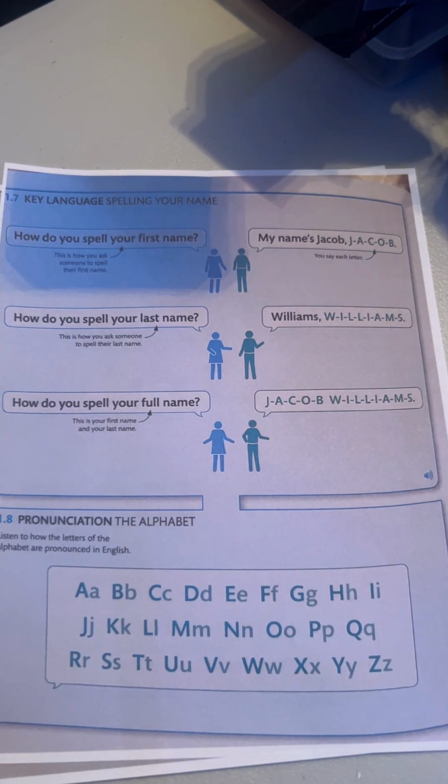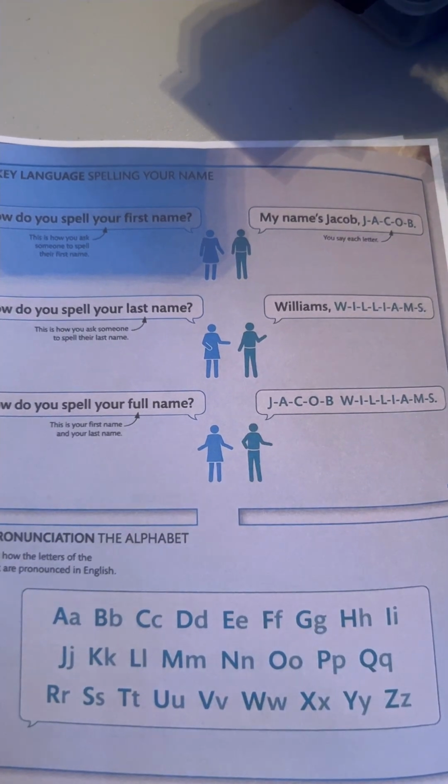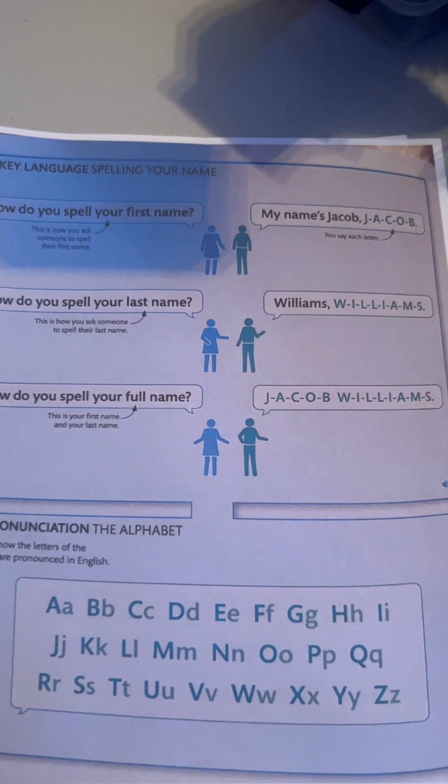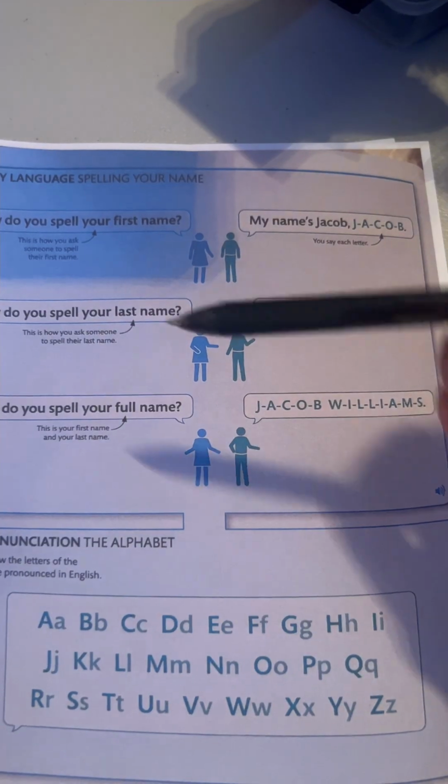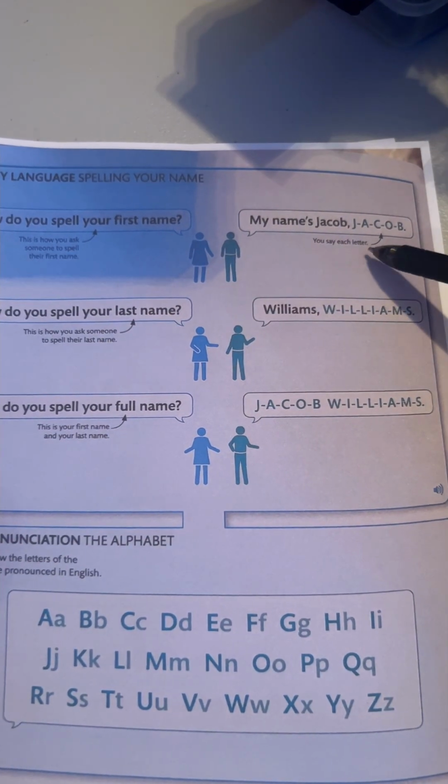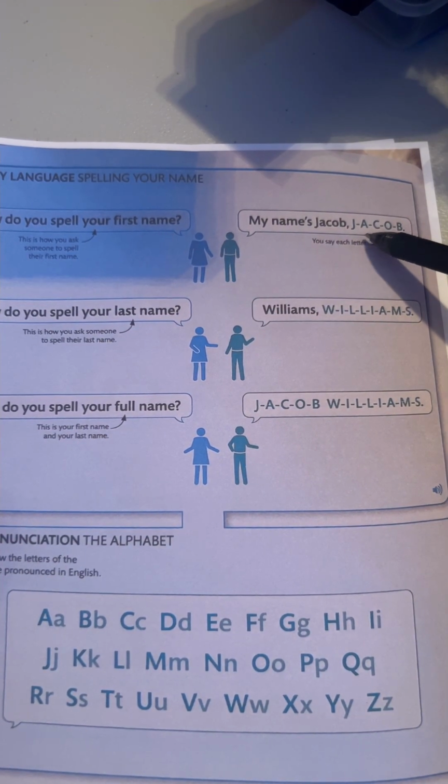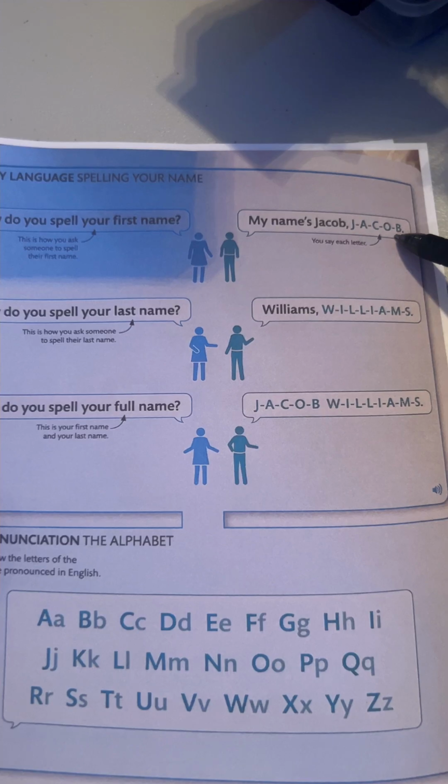Let me see if I can zoom in for you guys here. There you go. Jacob will always start with the letter J in the beginning, followed by A, C, O, B.